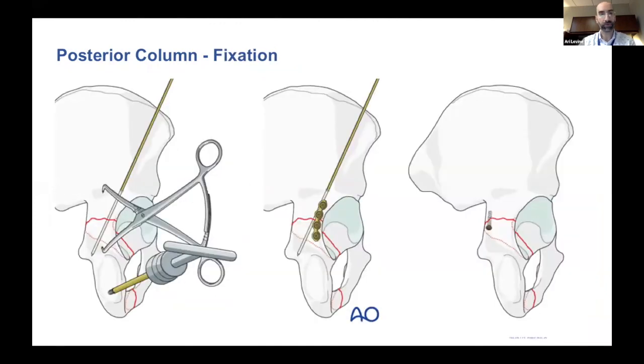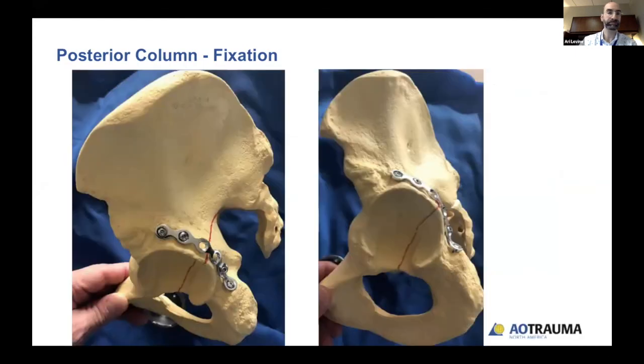Once we have an appropriate reduction, it can be held in a number of ways. We can use something like a Steinmann pin. A small plate can be placed to hold a provisional reduction while further reduction is attained. Something like this lag screw can be used in a posterior column fracture. However, I found this to be very difficult because of the obliquity this fracture typically takes, and so it's hard to get the right angle for a good lag screw.